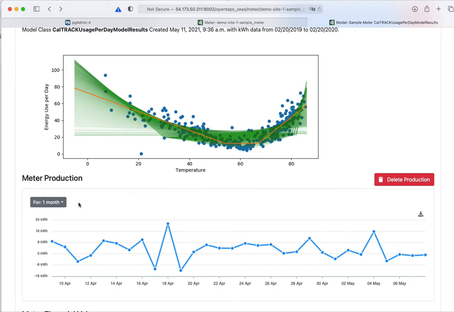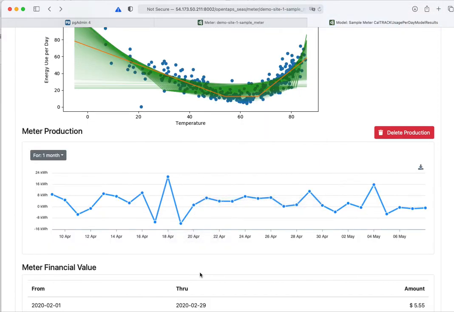So applied with the model is then the actual savings versus the model by day. So you can see some days, like here, the model says you were 24 kilowatt hours better than the energy predicted by the model, and these days you were negative. So the meter production means what energy savings you produced. Positive means you saved energy, negative means you lost energy.